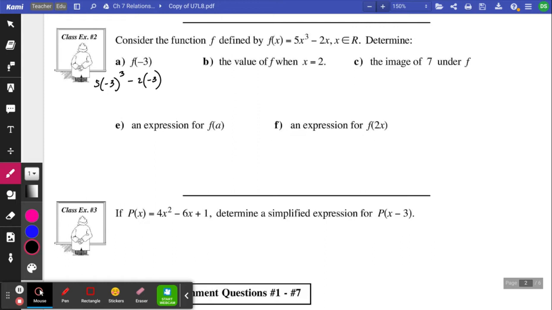120. What? Negative 135. And a negative 2 times a negative 3 is a plus 6. So you get negative 129.